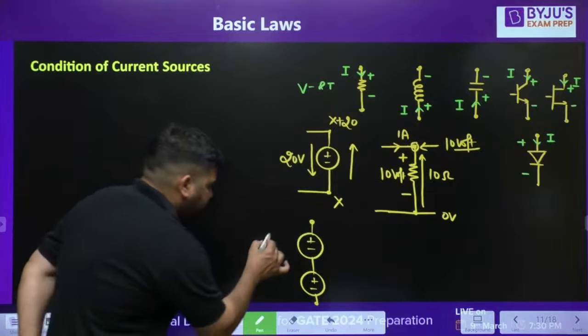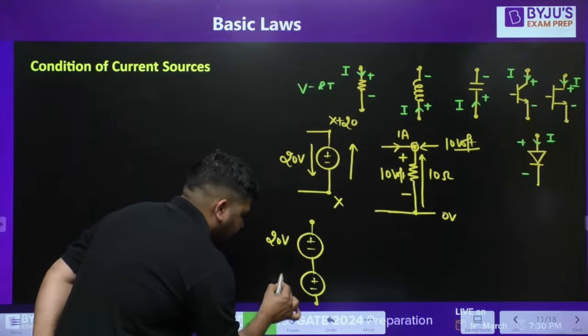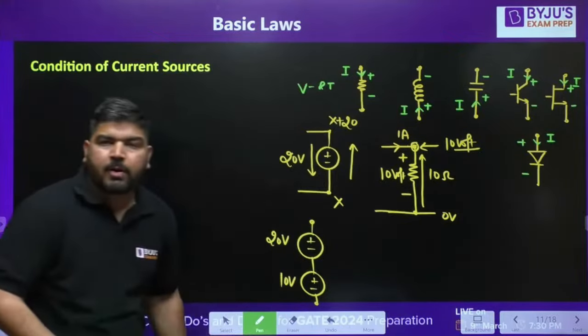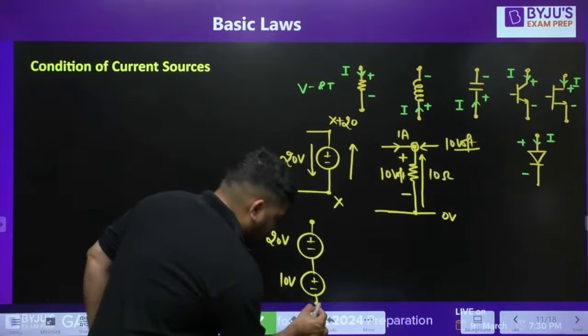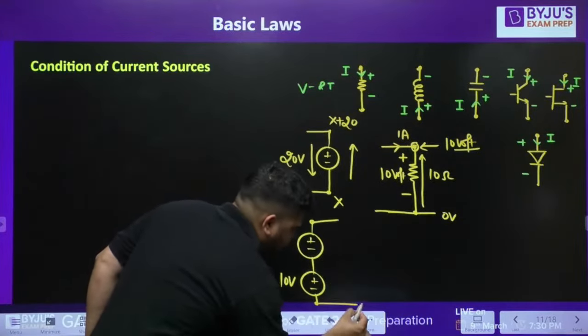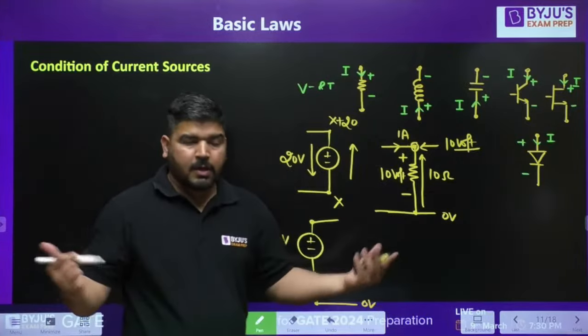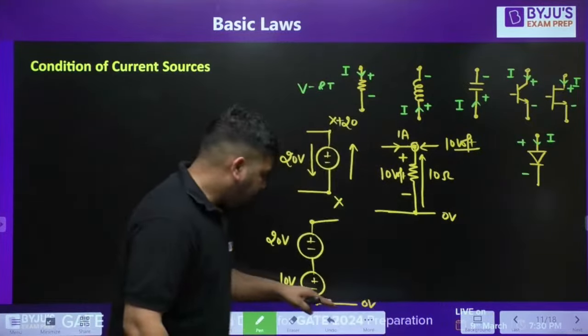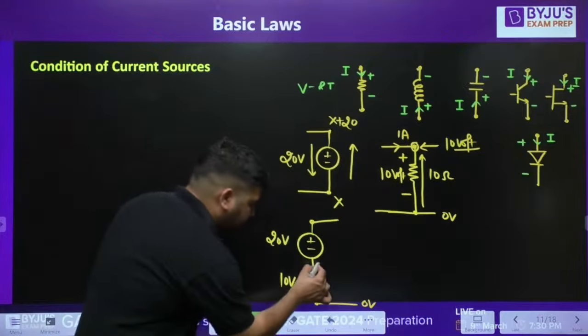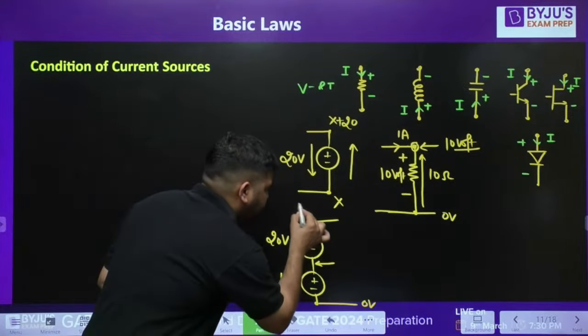Now tell me, if this is 20 volt, this is 10 volt, is there any problem? And let's say this level is at 0 volt. I have provided you this level. Let's say this point voltage is 0 volt. What about this point voltage? And what about this point voltage?